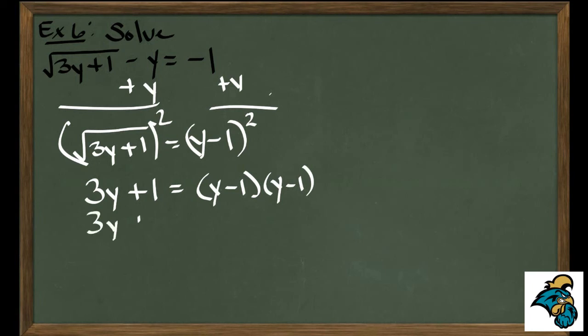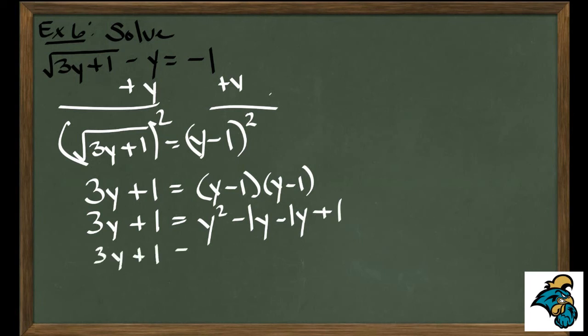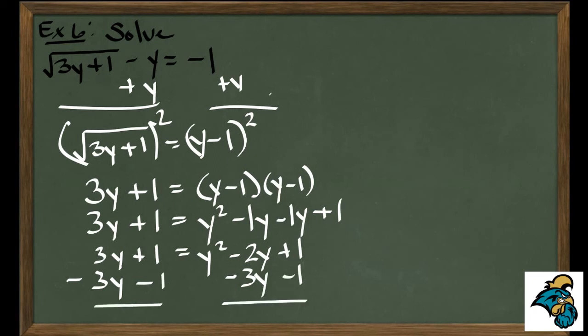Okay? So now we have 3y plus 1 equals, I'm going to FOIL out this right-hand side. That gives me y squared minus 1y minus another 1y, and then the negative 1 times the negative 1 is going to give me a plus 1. Simplify, I get 3y plus 1 is equal to y squared minus 2y plus 1. Alright, and now I can tell I'm going to have a quadratic, so I need to get everything on one side so that I can either factor it or use the quadratic formula. So I'm going to subtract 3y from both sides, and I'm going to subtract 1 from both sides. Alright, get everything on the right-hand side just because my y squared is already there. That leaves me with 0 equals y squared minus 5y. Alright, the positive 1 and negative 1 cancel out.